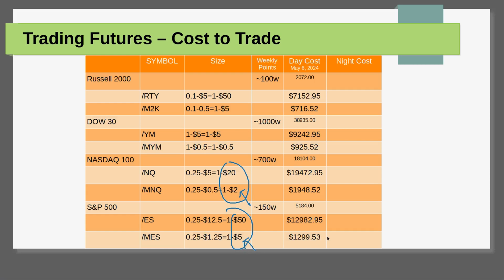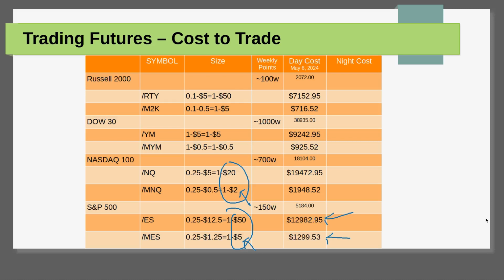But that contract cost, again, on a micro on the S&P, it's still going to cost you $1,200, almost $1,300 in order to trade that contract. But on the S&P, the mini contract costs you almost $13,000.